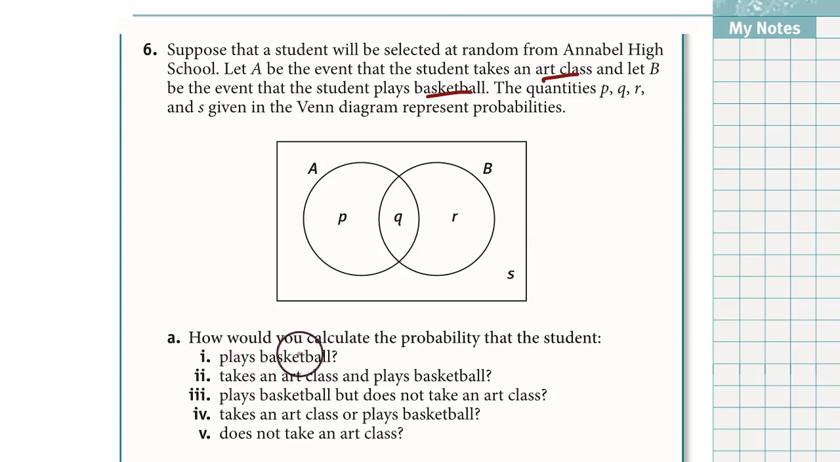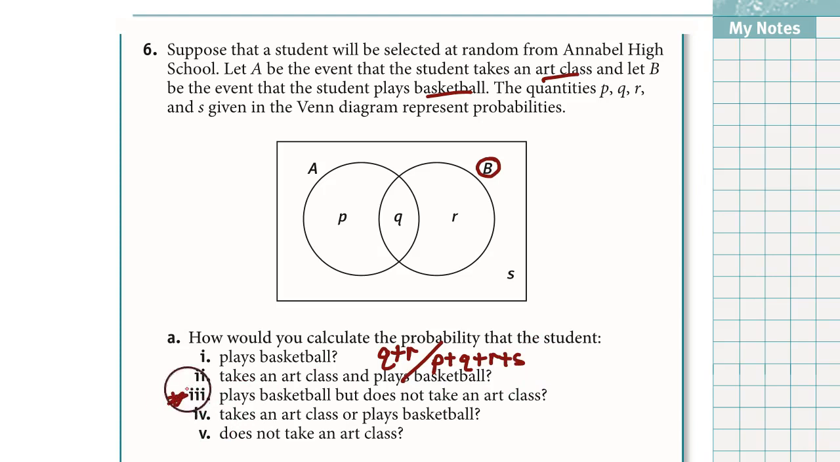Question A1. How would you calculate the probability that the student plays basketball? Probability is a fraction. For the numerator, you find out how many students play basketball. We want what's in the capital B circle. To find that, you would go Q plus R. Then, to get a probability, you would divide by the total. To find the total, you would add up everything shown in the diagram. P plus Q plus R plus S. Again, make believe these letters represent actual numbers.